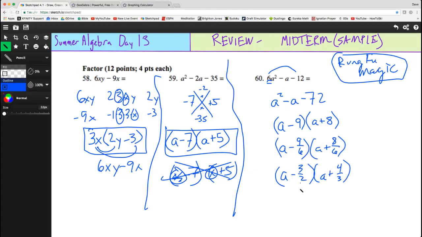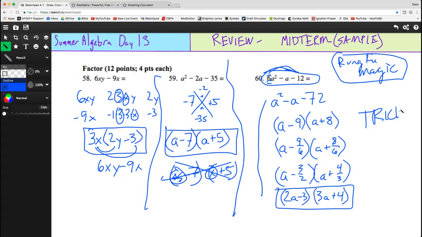Okay, and the next thing you do is you take this thing and move it in front of the a, and then you're done. 2a minus 3 and 3a plus 4, and you are done. This factoring has never been so easy for when a is greater than 1. There's a lot of different ways to do this. I've seen some very confusing ways. This one is just a trick. These are not equivalent. You can't just say these are equivalent on the way down. This is just how you perform the magic trick.